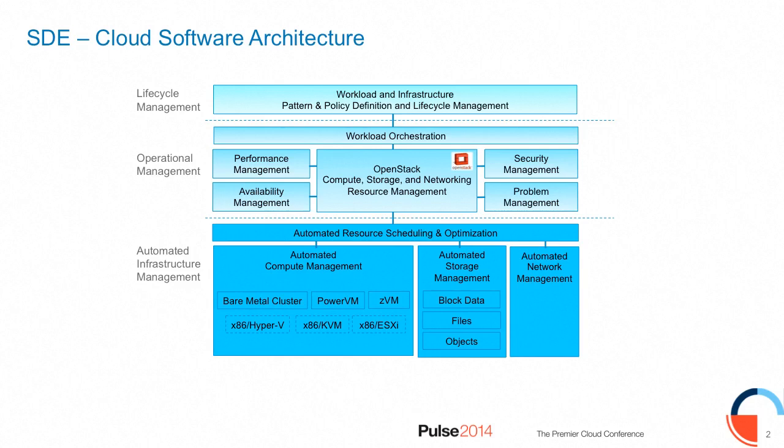Let's talk about the architecture of software-defined environments. It comes in three tiers: lifecycle management, operational management, and infrastructure management. When we talk about lifecycle management, we're talking about defining the workloads and the applications that we want to run on our infrastructure. When we talk about operational management, we're talking about how do we bring those patterns and those workload definitions to our infrastructure, and how do we manage and monitor the health of that over time. And then infrastructure management is all about optimizing our physical and virtual resources, bringing virtualization to our compute, storage, and networking, and managing the bare metal resources that we're using to host all of our applications.